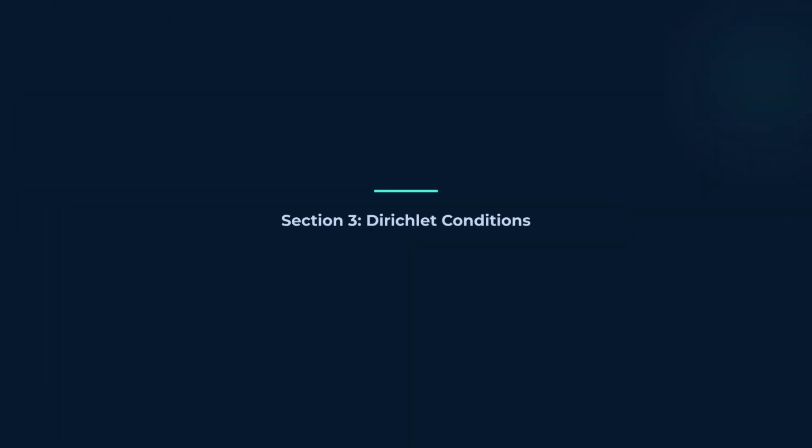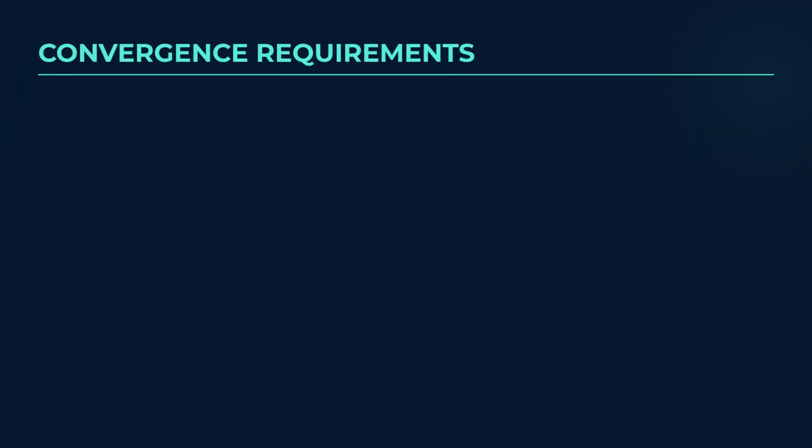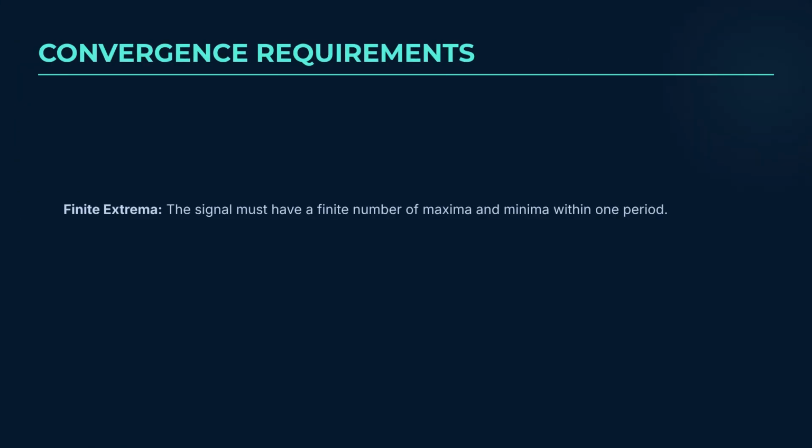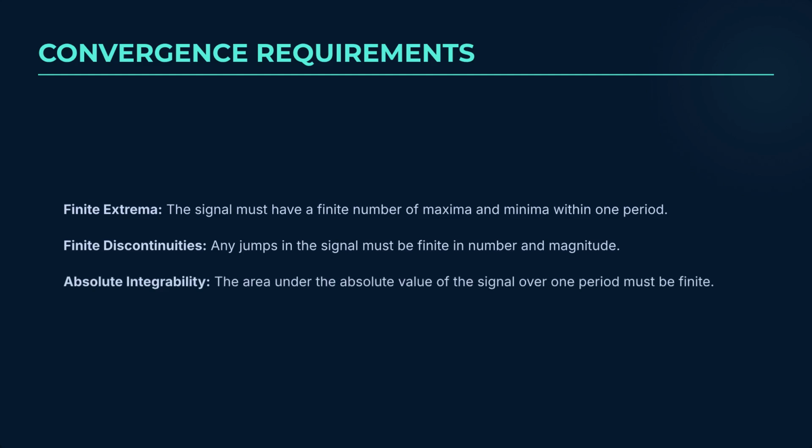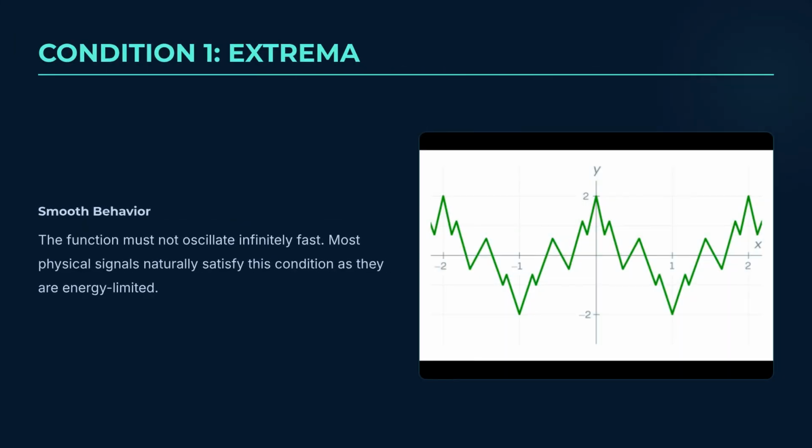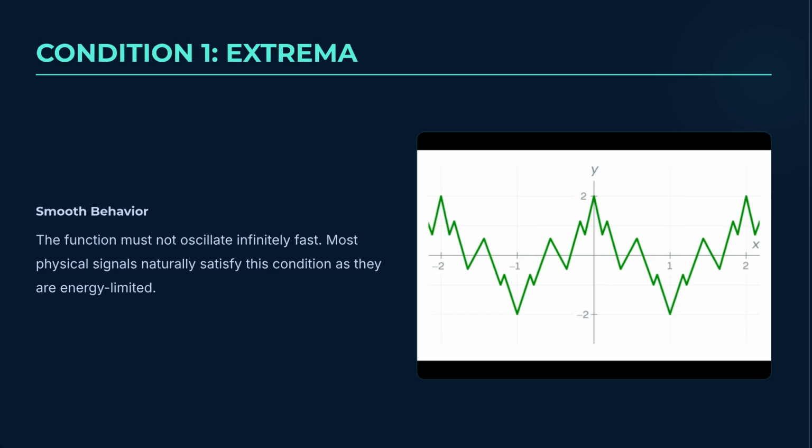Section 3 covers the Dirichlet conditions, which are the essential criteria for the convergence and existence of the Fourier series. The convergence requirements include finite extrema, meaning a finite number of maxima and minima, finite discontinuities, where any jumps are finite in number and magnitude, and absolute integrability, ensuring the signal's area over one period is finite. Condition 1, finite extrema, ensures smooth behavior. The function must not oscillate infinitely fast. Most physical signals satisfy this, as they are energy limited.